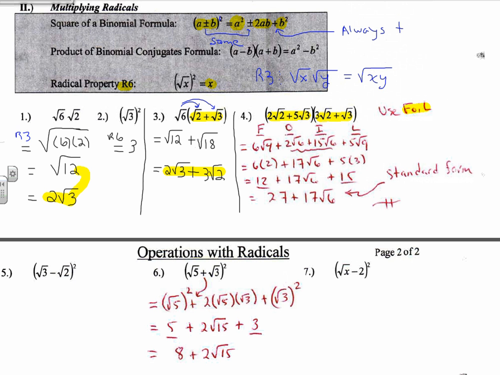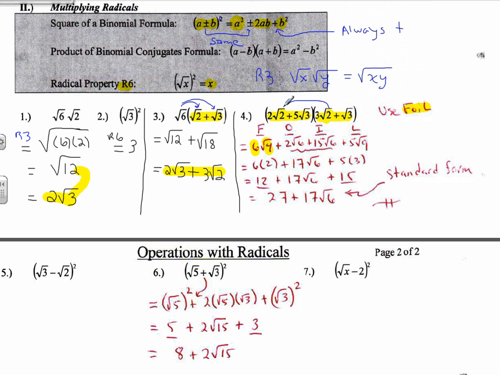I take the product of the first two terms. Let's see what we get. 2 times 3 gives me a 6. And then the radical 2 times radical 2 is going to give me radical 4.